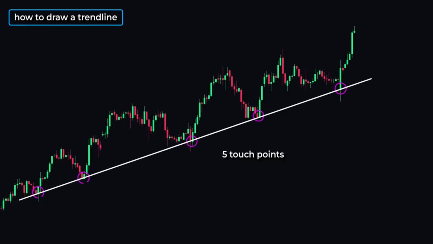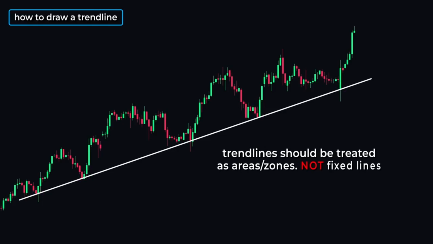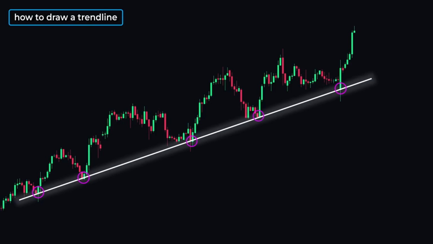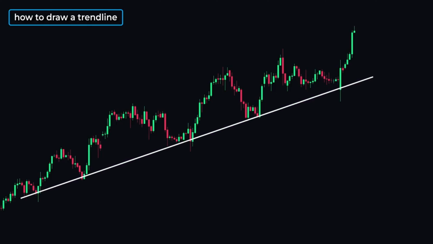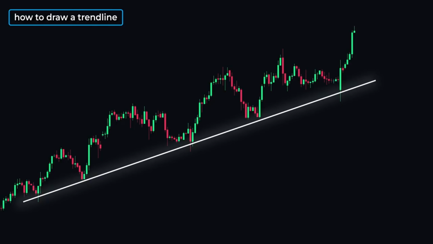So for this specific chart, since the goal is to get as many touch points as possible, we'll draw it touching the bodies. Now, an important thing to keep in mind is that trend lines should be treated like areas or zones instead of fixed lines. So when drawing them, as long as the trend line is still within the general area of the swing points, the trend line is still valid. It doesn't matter if you draw it slightly higher like this or slightly lower like this. As long as it's still within that area, the trend line is still valid. So don't overthink it too much.